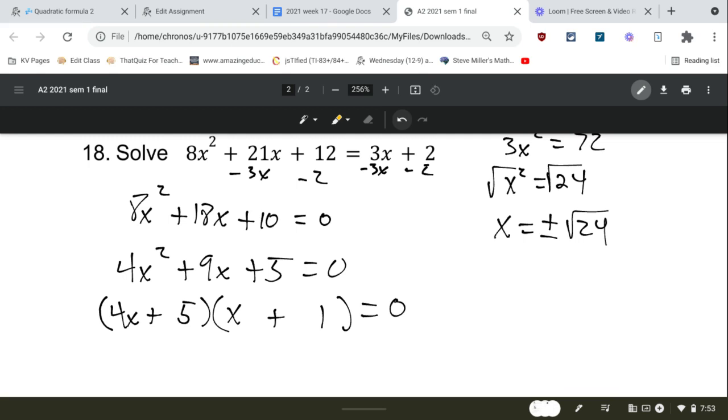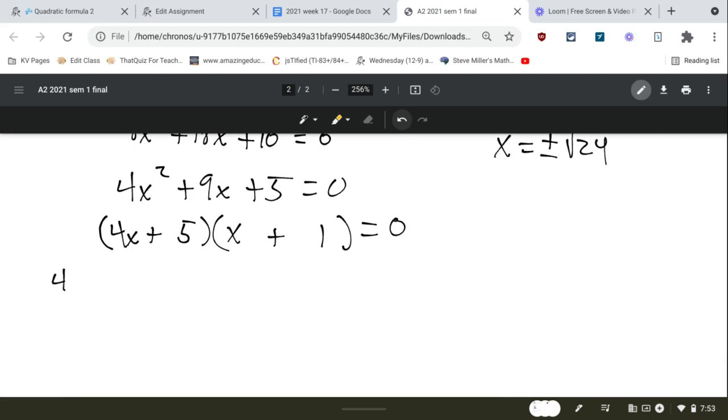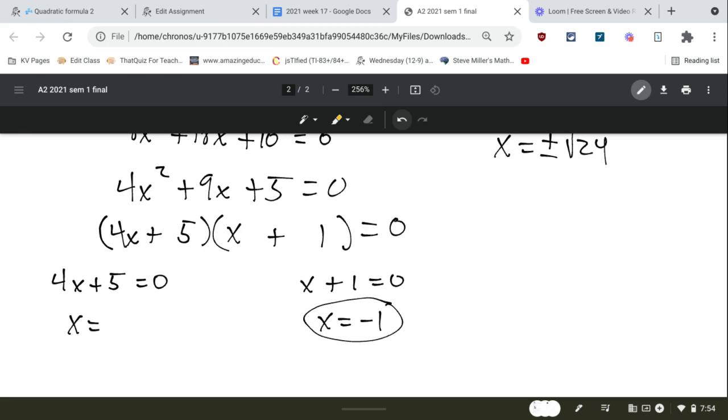You got it factored, and now you take each one of those factors and set them equal to 0. So you'll solve that little equation, and you'll solve this little equation. Of course, this one's just negative 1. The one on the left-hand side is going to be x equals negative 5 over 4.